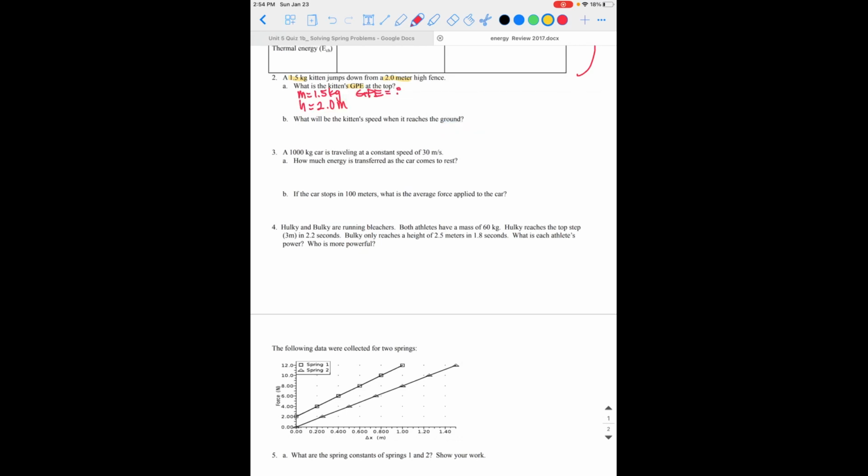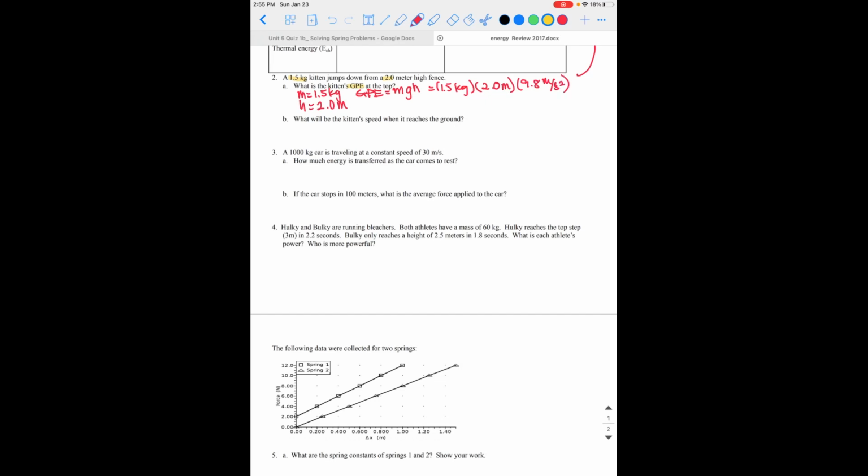GPE has the equation mass times gravity times height, MGH. So I'm going to go ahead and plug in my values here. I've got a mass of 1.5 kilograms. I've got a height of 2.0 meters. And of course a gravity of 9.8. It's in a different order, but it all comes out to the same thing. Meters per second squared is the unit for that one.